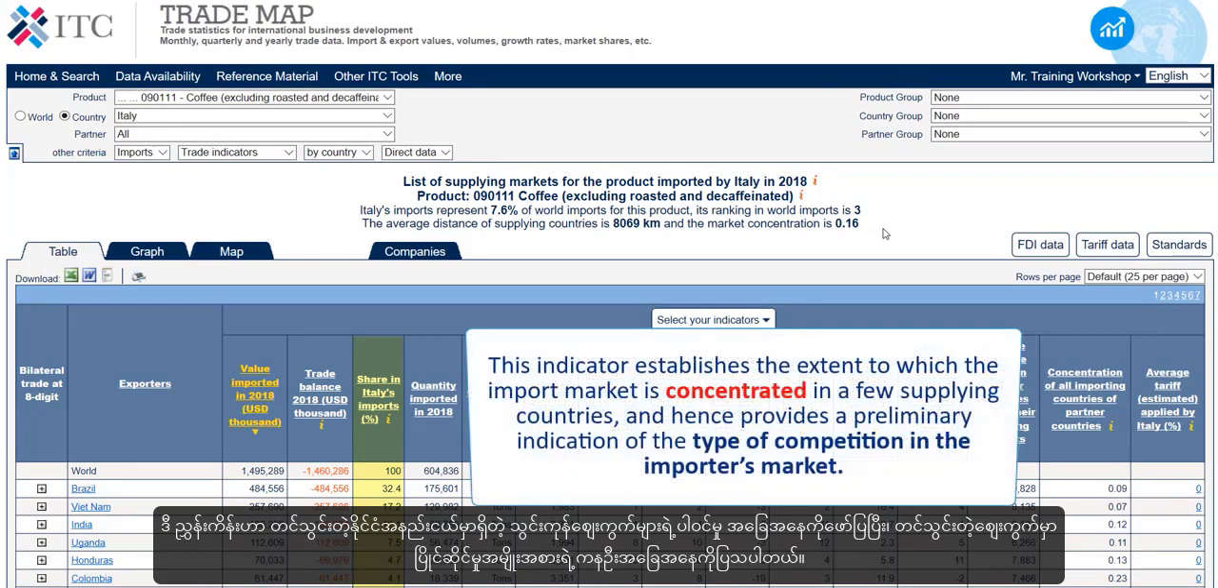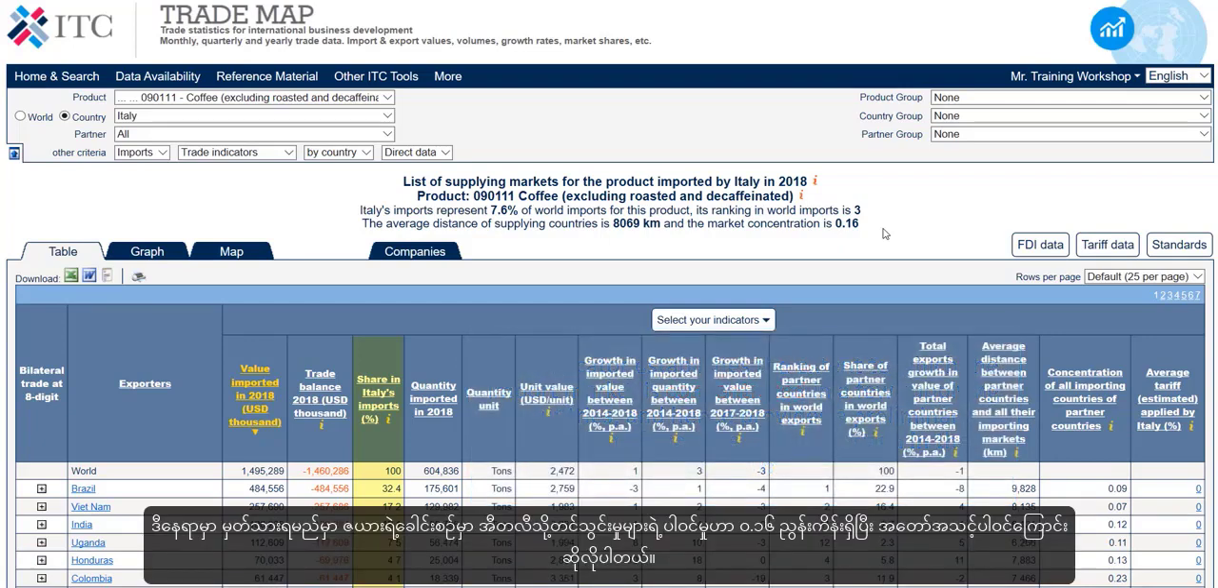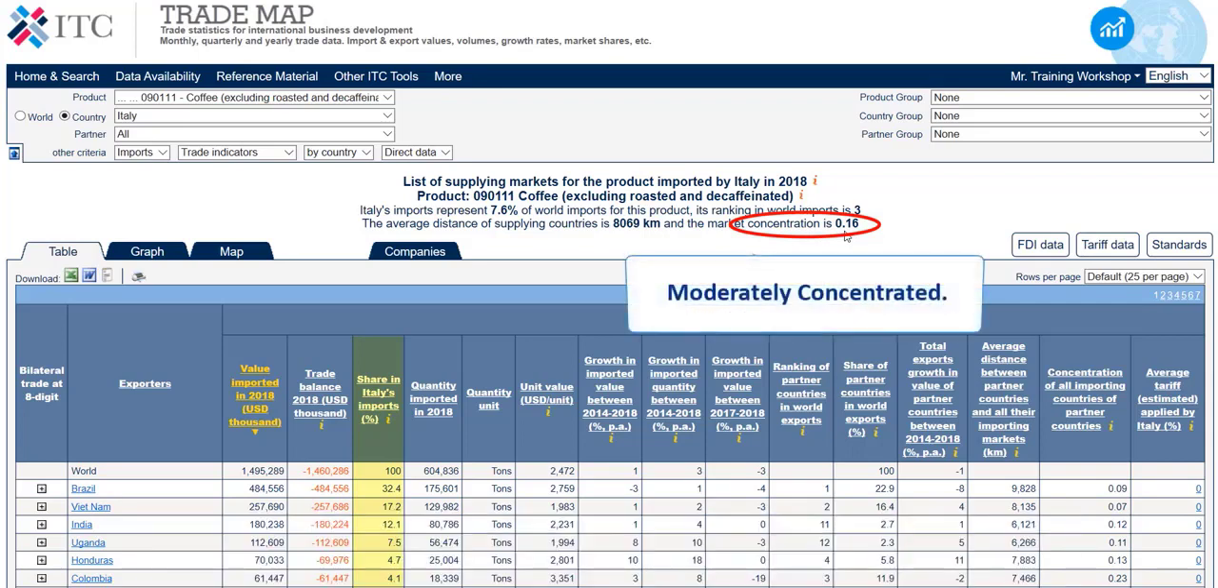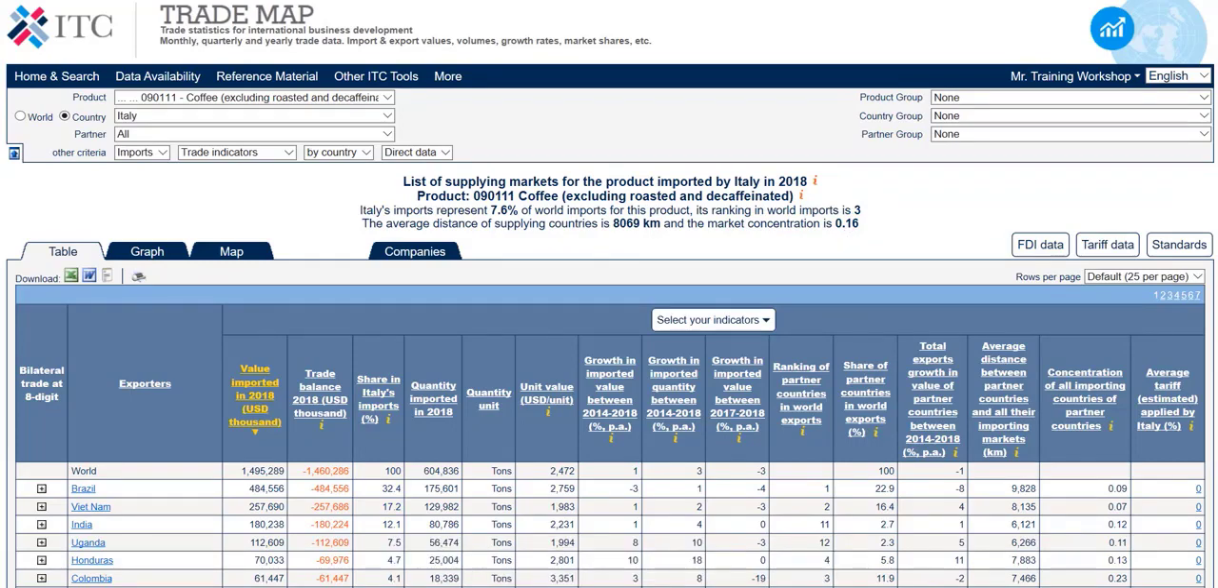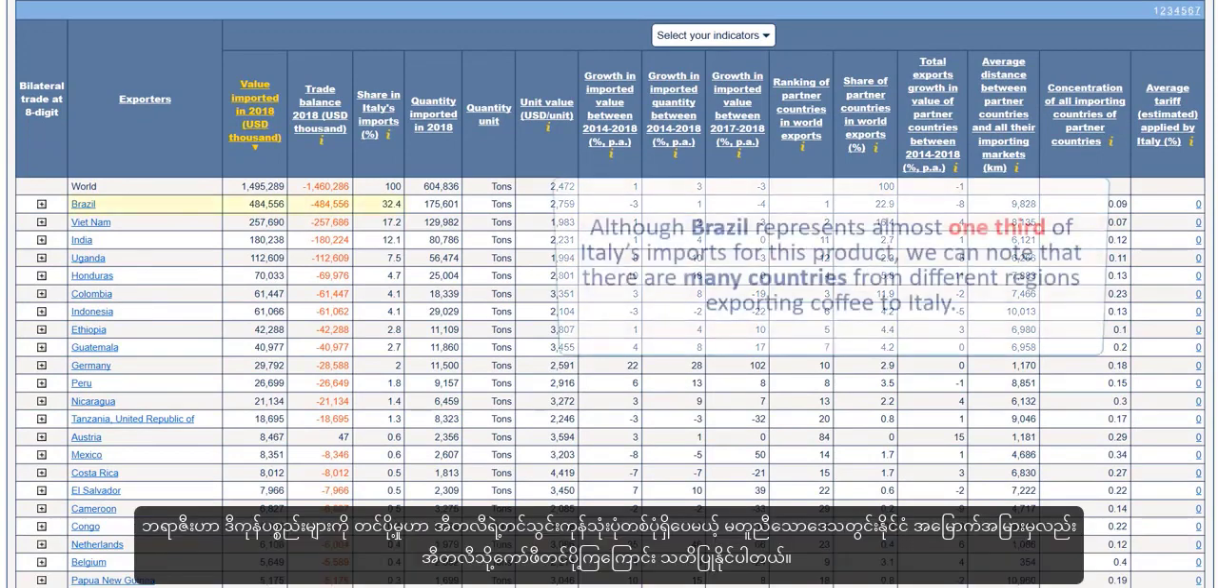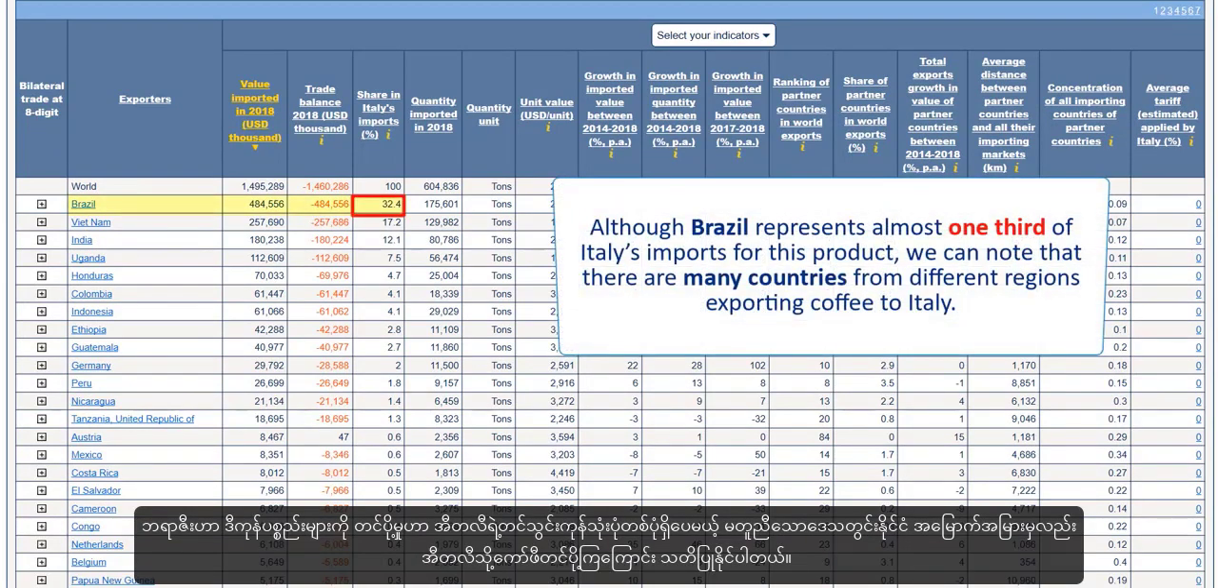This indicator establishes the extent to which the import market is concentrated in a few supplying countries, and hence provides a preliminary indication of the type of competition in the importer's market. On this point, we should note that in the title of the table, we can also see that the concentration of supply to Italy has an index value of 0.16, which means it is moderately concentrated. We can confirm this when looking at the country table. Although Brazil represents almost 1/3 of Italy's imports for this product, we can note that there are many countries from different regions exporting coffee to Italy.